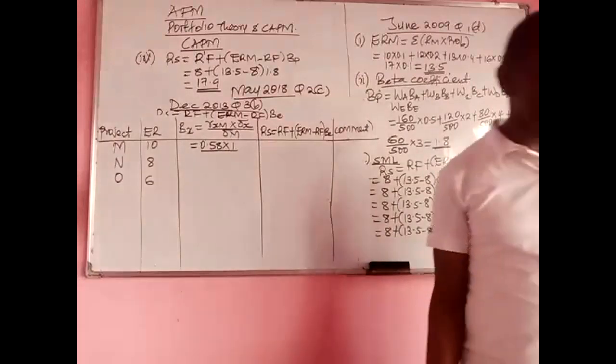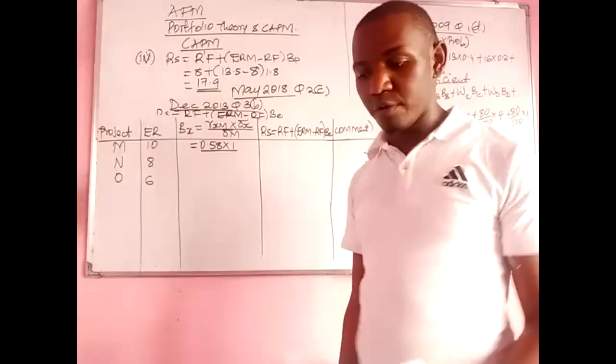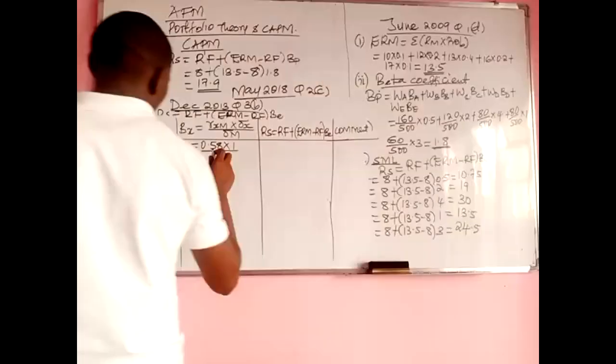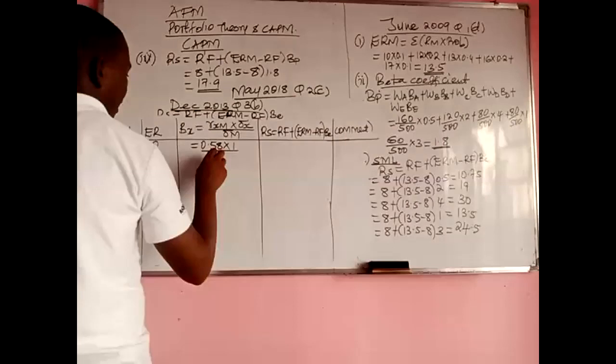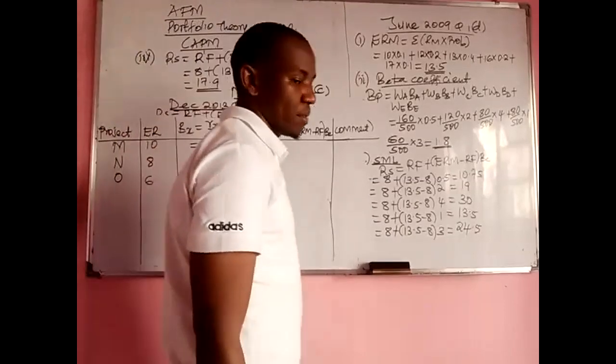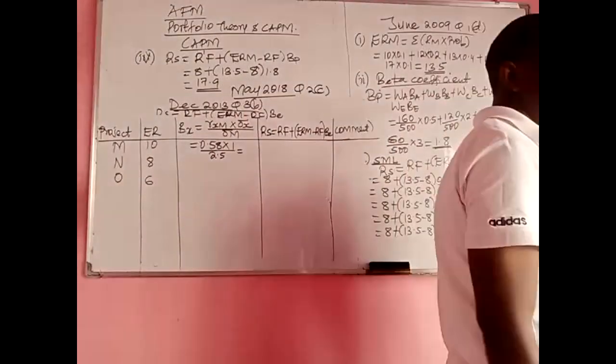We get 0.23. So if beta is 0.23, we get the required return of the security, which will be the risk-free rate, which you are given as 6, plus the expected return of the market, the average, which was 15, on the first paragraph, minus the risk-free rate, multiplied by the beta. This gives you 8.07%. Now, this is what we will compare with this.